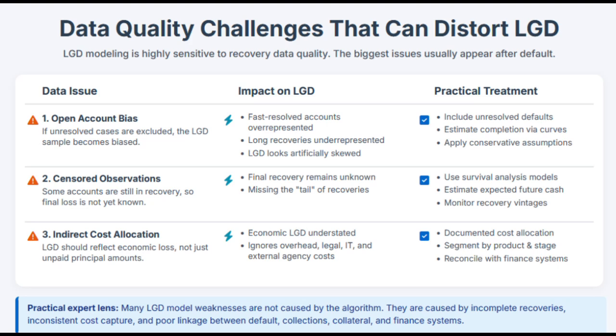open account bias. Accounts still in a workout can't be excluded. The solution is that you should use completion techniques based on recovery curves. Indirect cost allocation: you must allocate collection department overhead and IT infrastructure cost proportionately. You should use survival analysis to handle the incomplete recovery processes and not leave them alone.